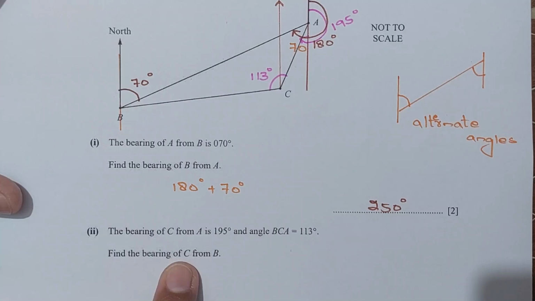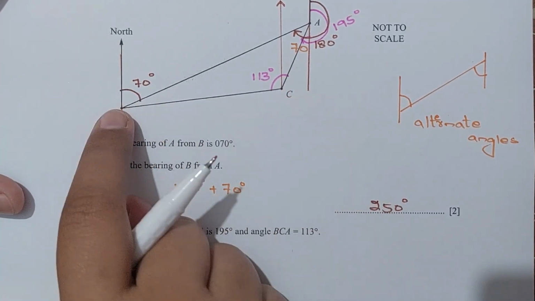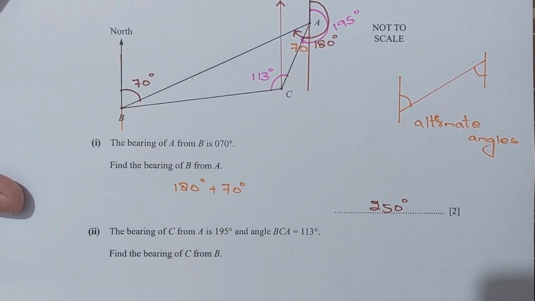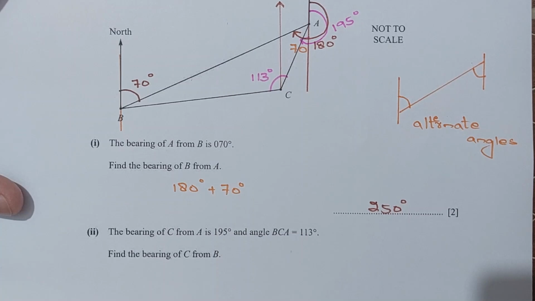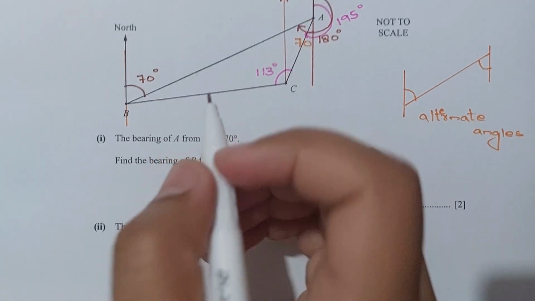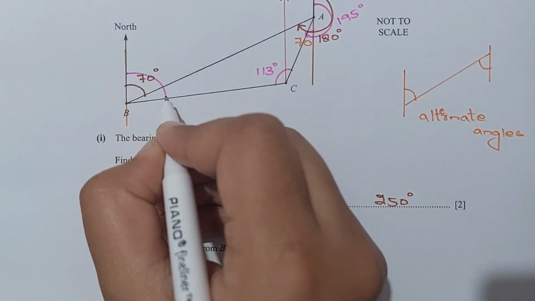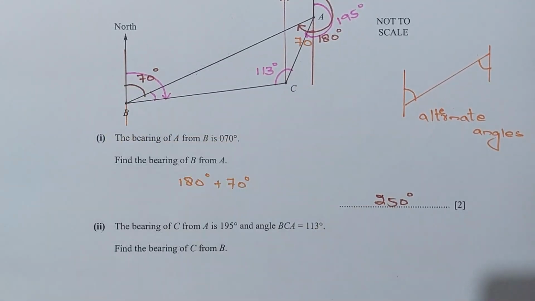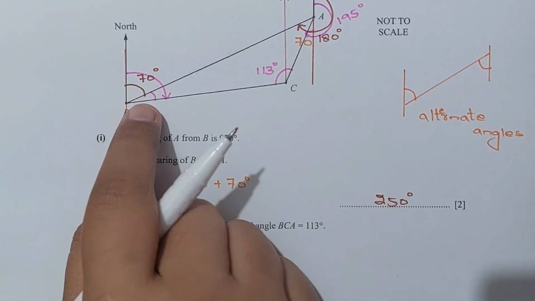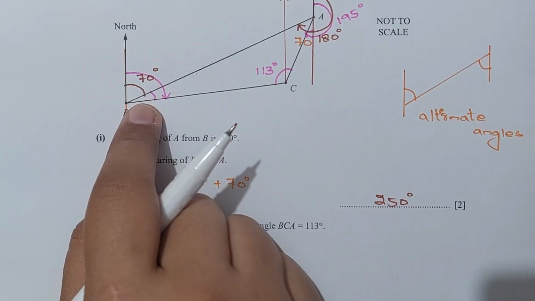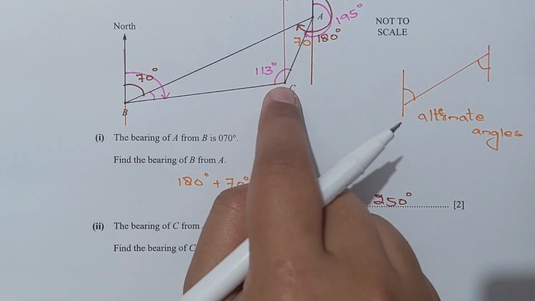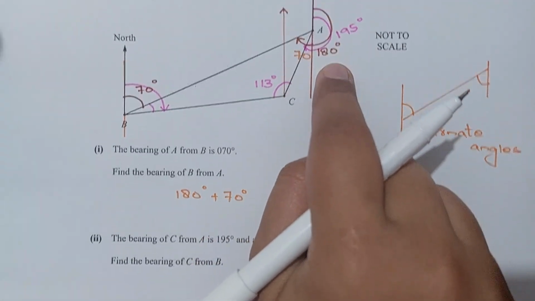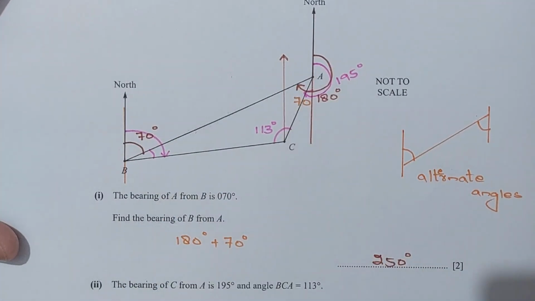Find the bearing of C from B. The bearing of C from B, we have to calculate it. The bearing of C from B is from the north line of B till this C. So it means in 70 we have to add this angle to get the bearing. Now what is that angle?